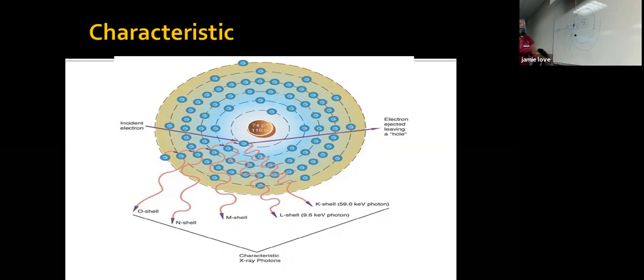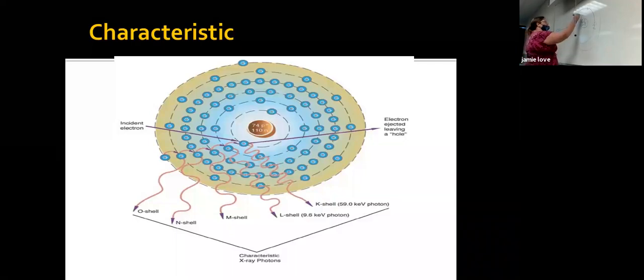Right. Yep. So what we want to know about characteristics, number one, they're K-shell electrons of the tungsten atom at 69.5 energy level. In order for our electron that's coming over to hit it and knock it out, we need our KVP to be about 70, close to that 69.5 or higher. Anything lower than that, no characteristics are going to be made.